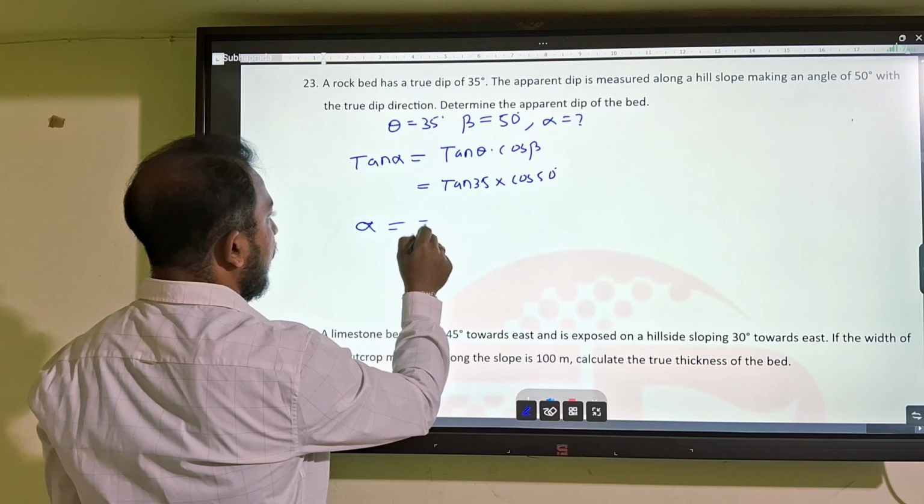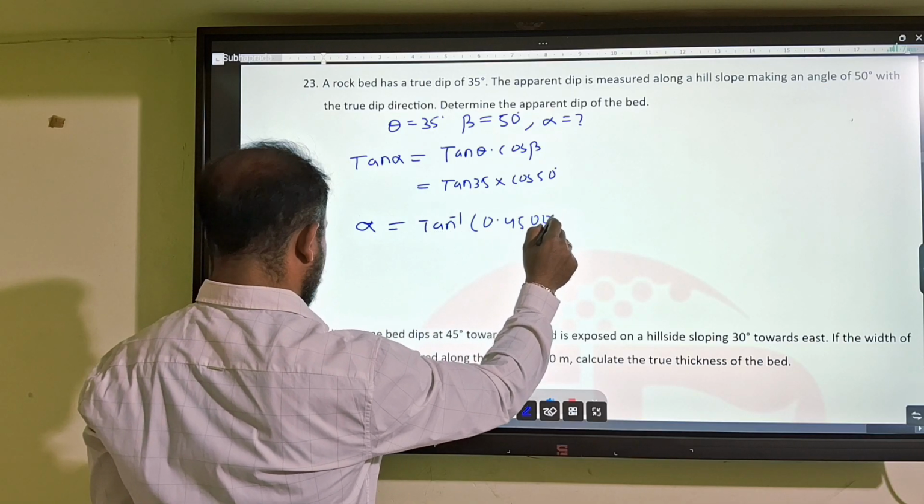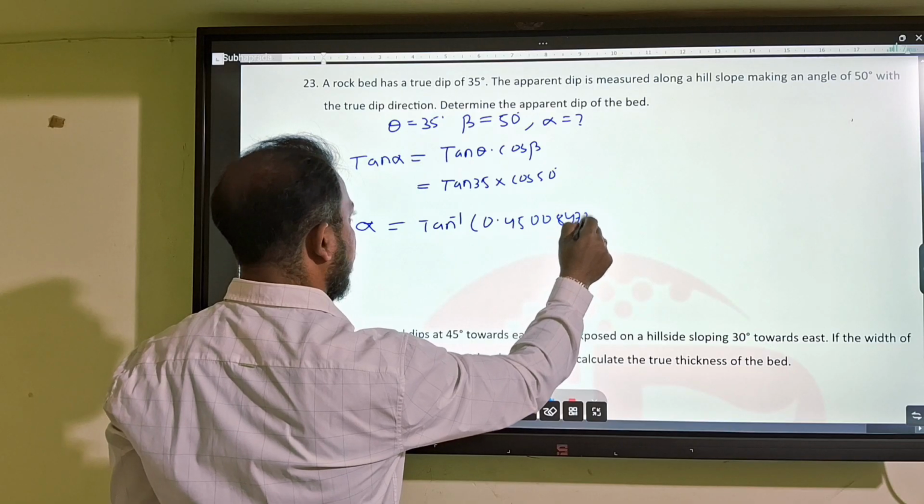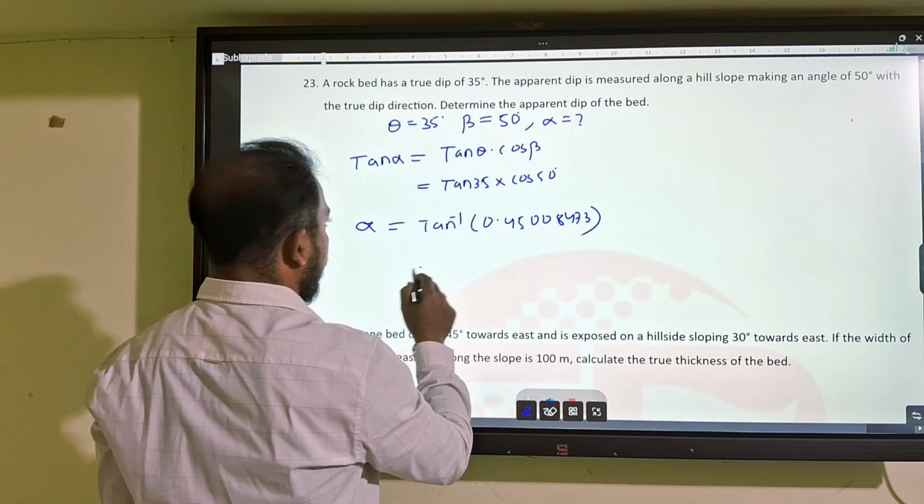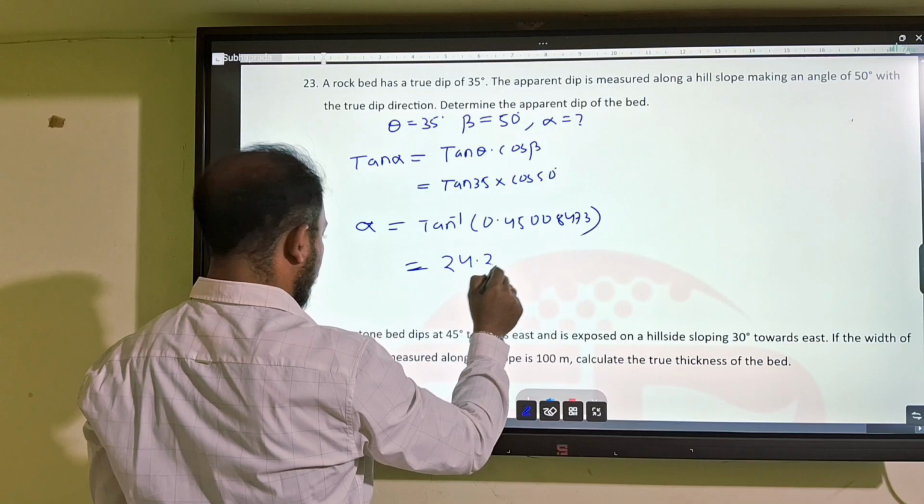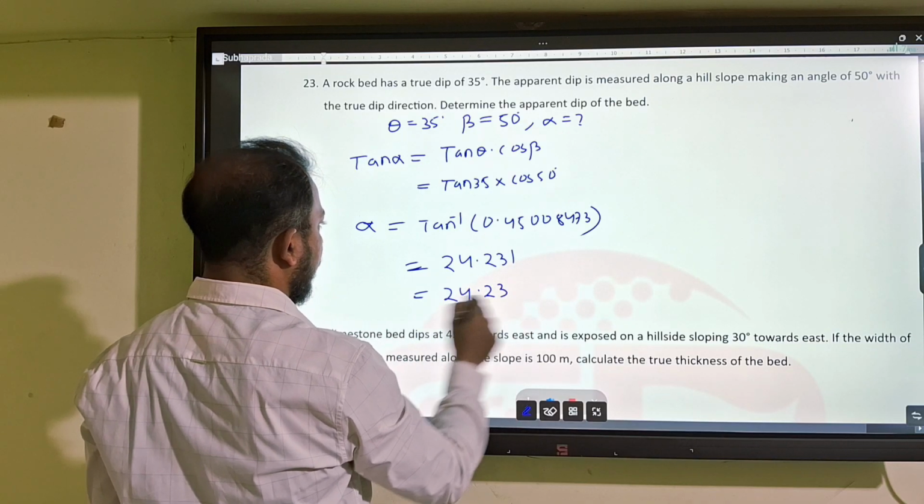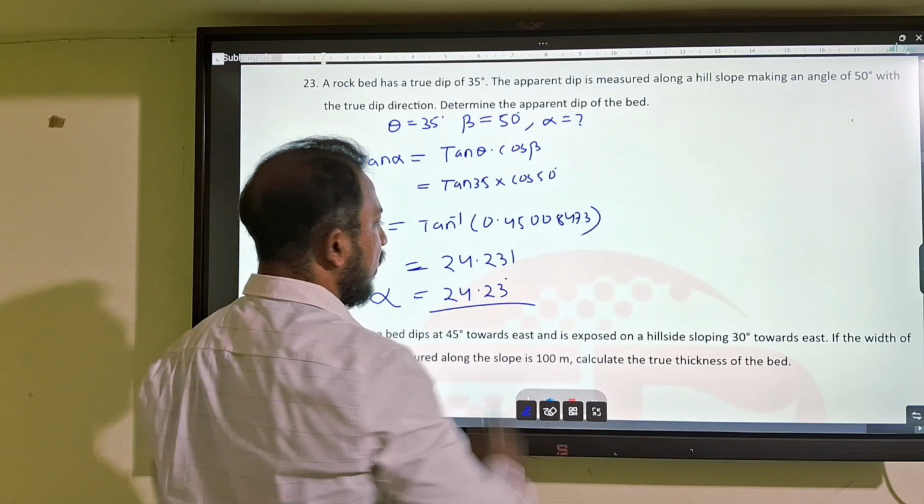So alpha will be tan inverse of 0.4500, which comes to 24.231. So you can write down 24.23. So alpha will be 24.23 degrees.